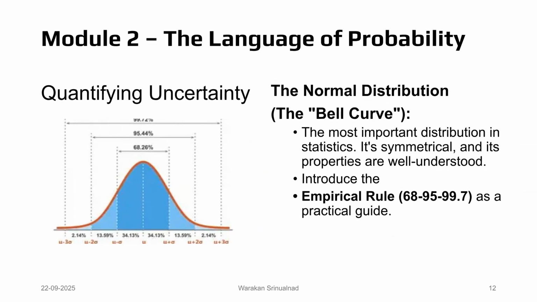The slide you are seeing shows the normal distribution curve with the empirical rule percentages. This leads us to the most important distribution in all statistics. The normal distribution, or bell curve. It's symmetrical, and its properties are very well understood. A very useful shortcut is the empirical rule, which tells us that for any normal distribution, about 68% of the data falls within 1 standard deviation of the mean, 95% within 2, and 99.7% within 3.